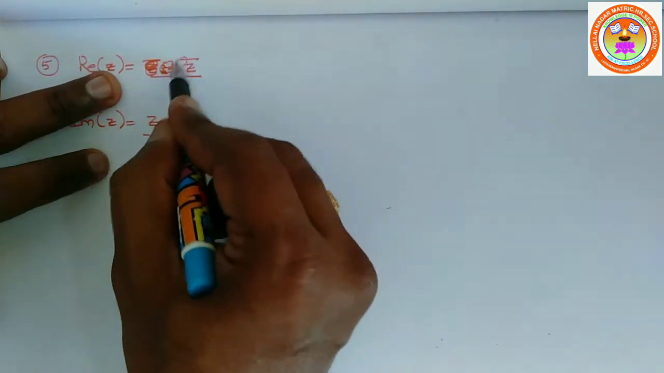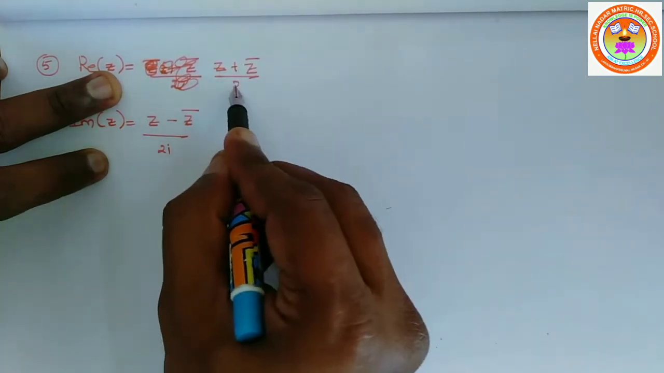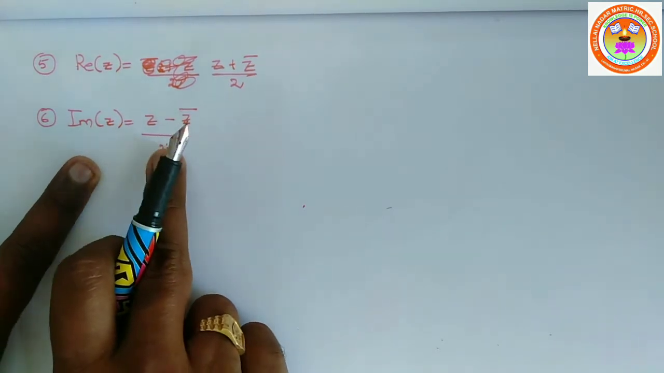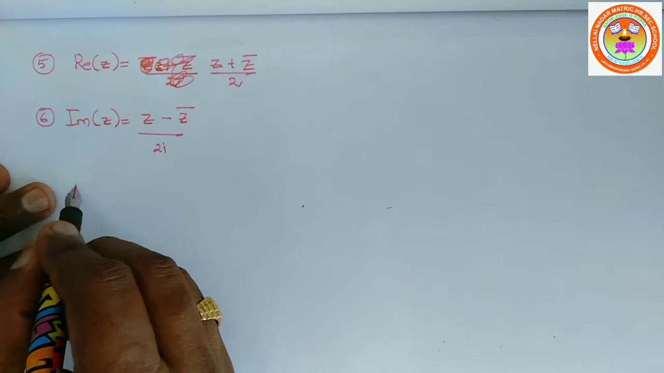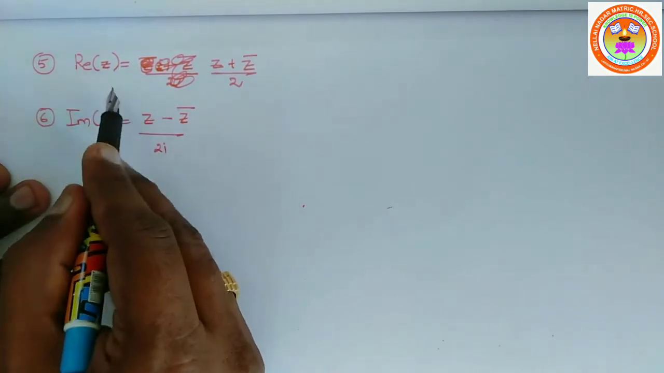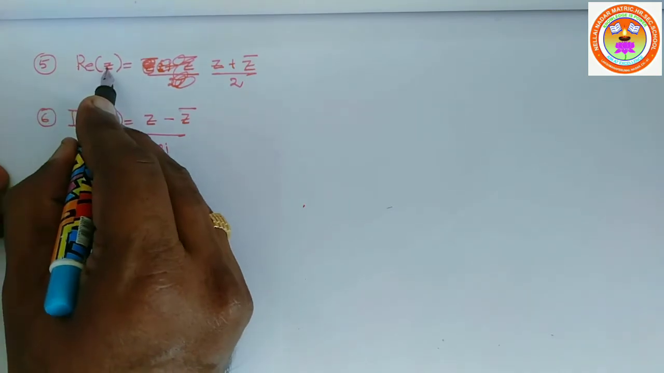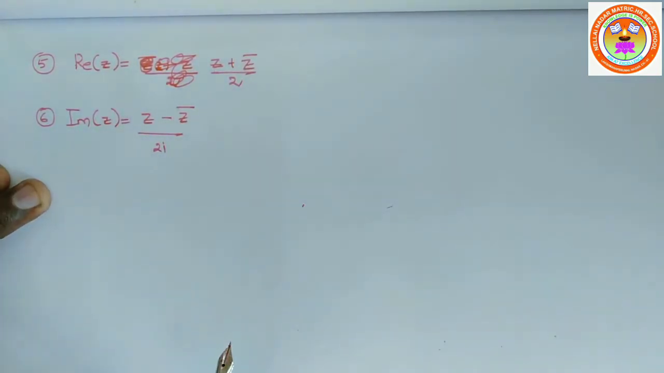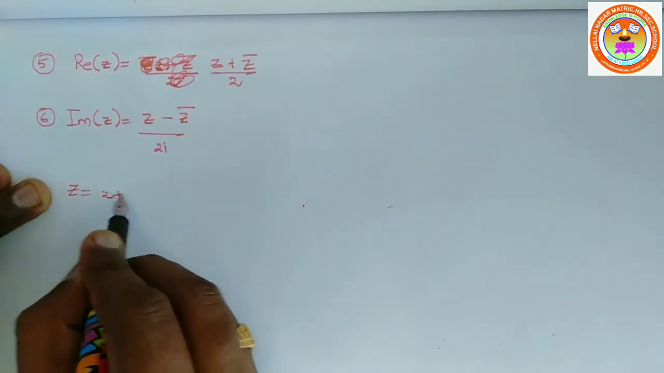I will write it once again. z plus z bar divided by 2, and z minus z bar divided by 2i. So how can we prove this? Very easy. We have a proof in our exercise sum also, but I will prove it now itself. The real part of z is z plus z bar by 2, and the imaginary part of z is z minus z bar divided by 2i. For example, we are going to consider z is equal to x plus iy.